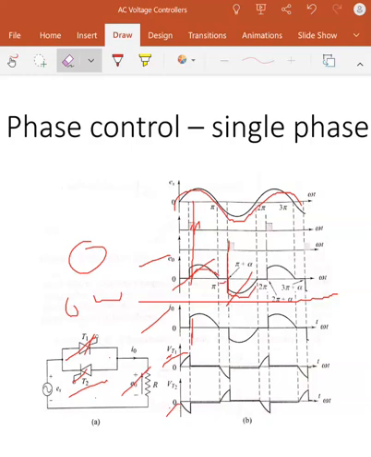Okay? And what about this instant? Here what is happening? The other thyristor is on. Because of that, the voltage across this terminal is 0. So it is parallel to this terminal, so the voltage across this also is 0. Okay? This is about single phase control.